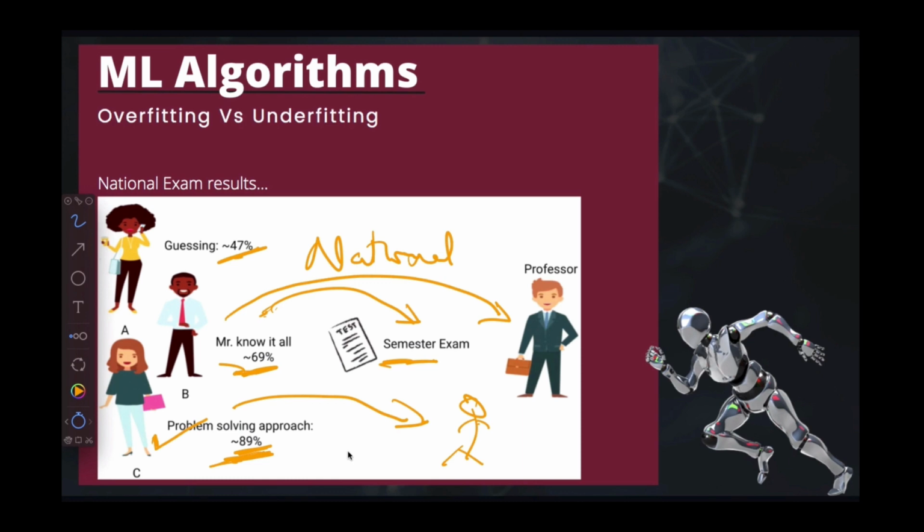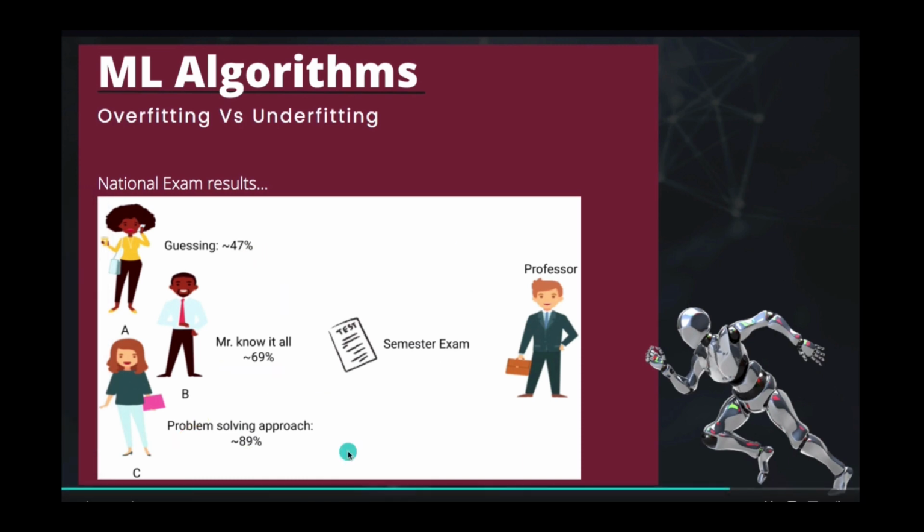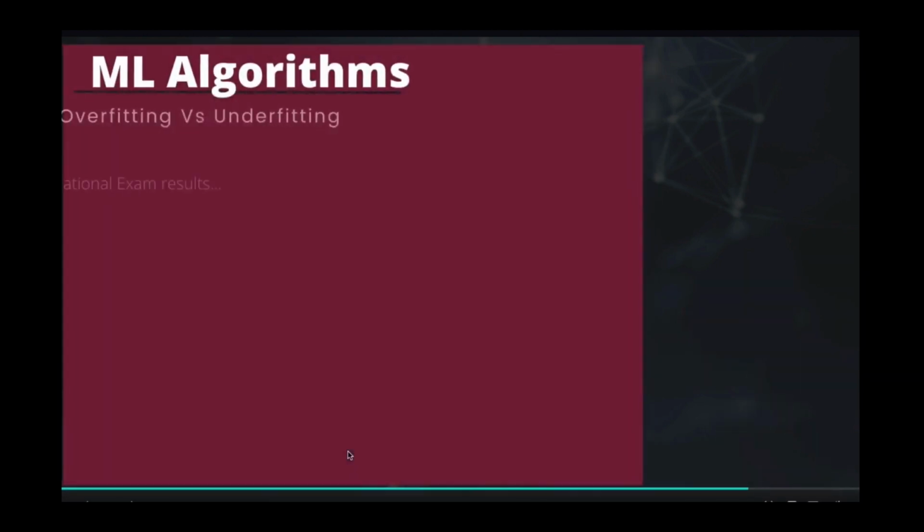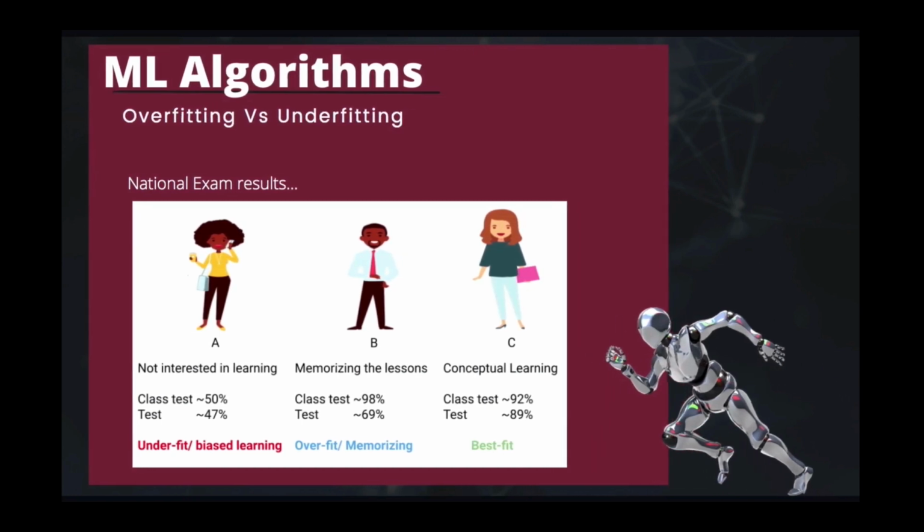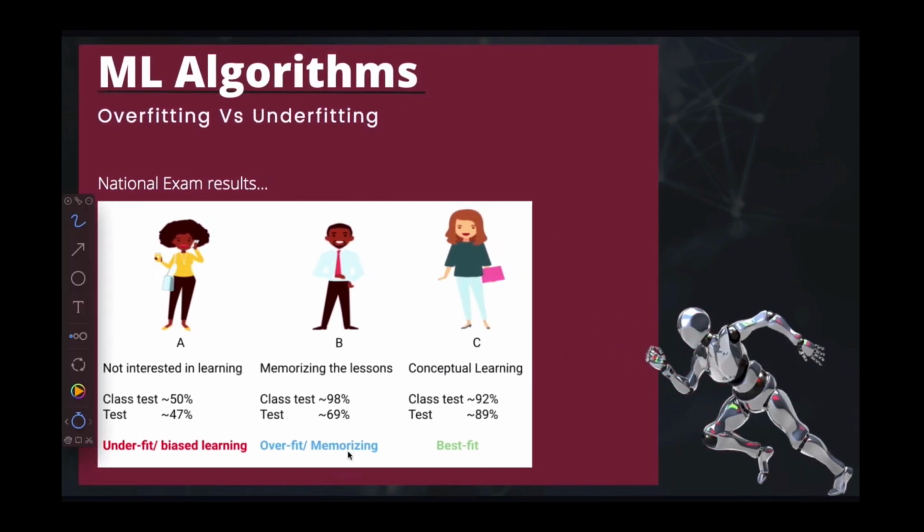Okay, now let's put all of them together over here, and then you're going to see how things are unfolding, right? So now this is their entire results. During the class test, this person, student A, who is not really interested in learning, managed to get 50%. Because they are all aware of the professor, and even with guesswork and the little attention that she paid in class, she was still able to get 50%.